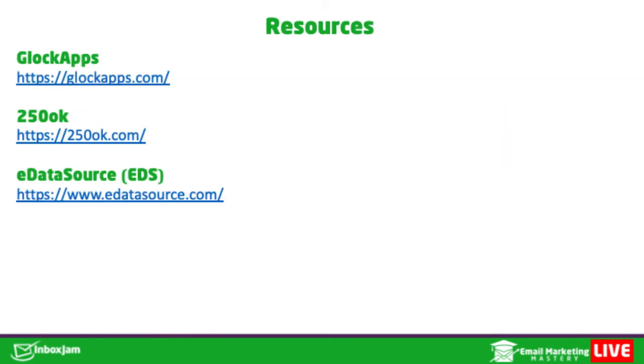So I wanted to leave you with some resources. These are the 3 main seed list providers and monitoring services out there. I've listed them in order of price, right? So Glockapps is the first one. Very good, very reasonably priced. Their primary focus is seed lists and seed list monitoring, and they do a little bit of some other stuff as well.